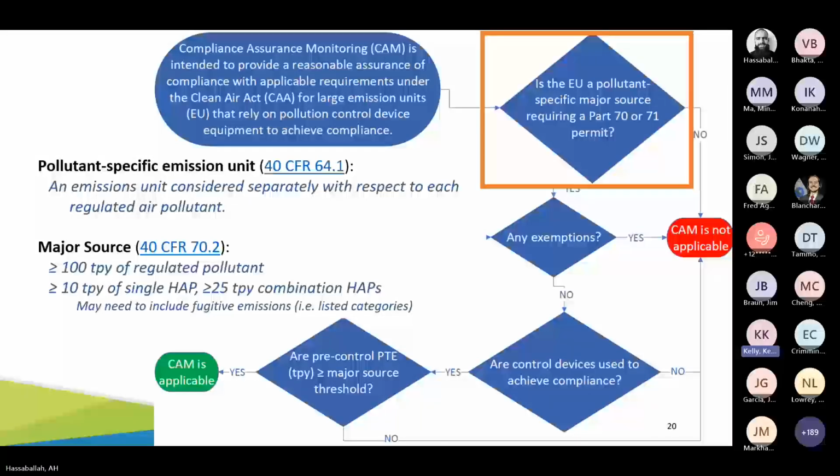So the purpose of CAM is to ensure that the control device is working properly to meet the limit. And that's right. The limit applies to all of them combined. So I don't understand why the pre-control would only be based on one when the limit applies to all of the units combined. Right.